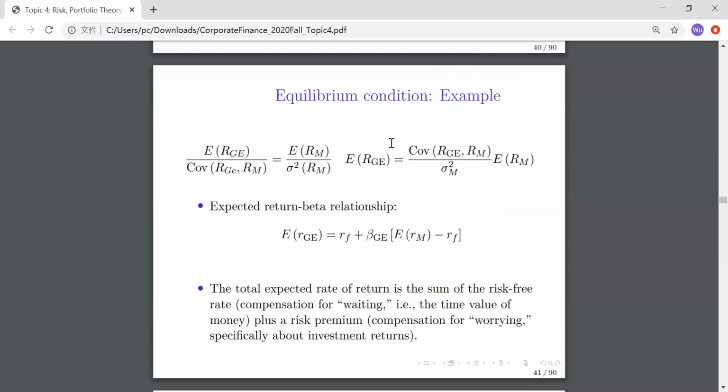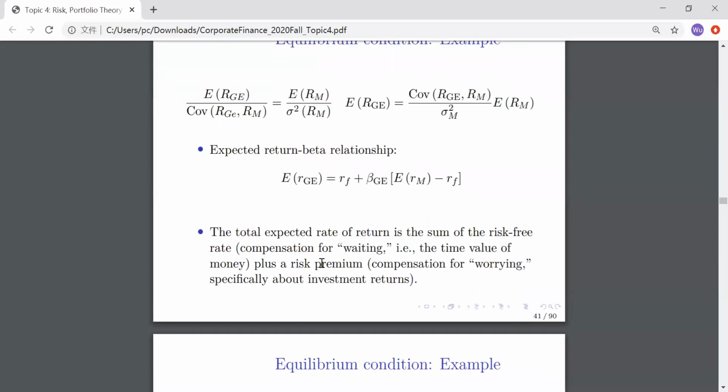So this is the risk premium, right? The risk premium is the expected return minus the risk-free rate, right? So this could be rewritten as the expected return on GE equals the risk-free rate plus beta. So beta is the sensitivity, right? Times the market risk premium, which is the market return minus the risk-free rate.